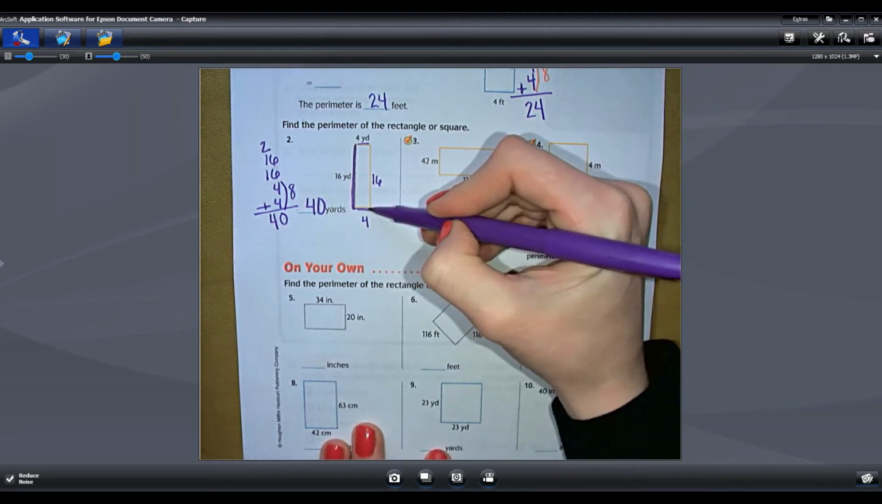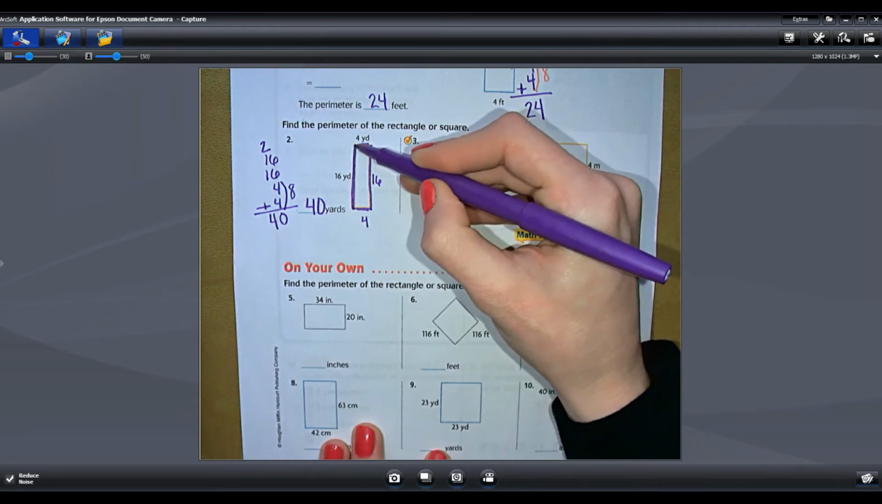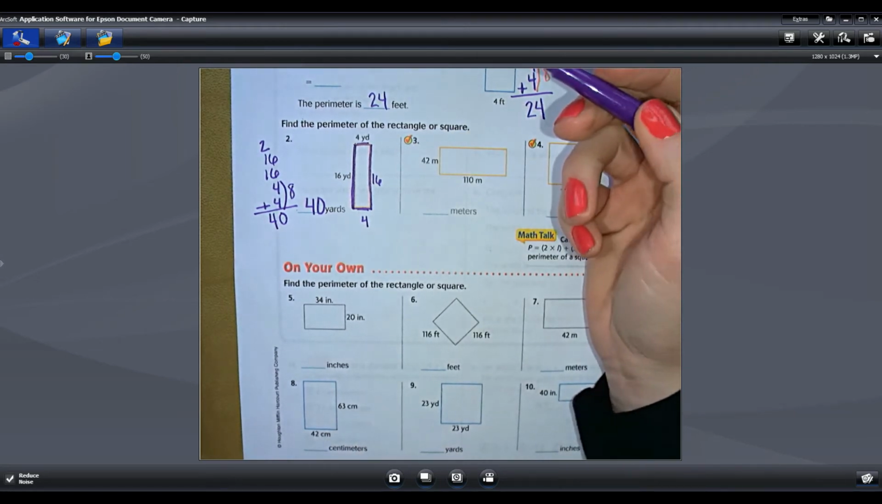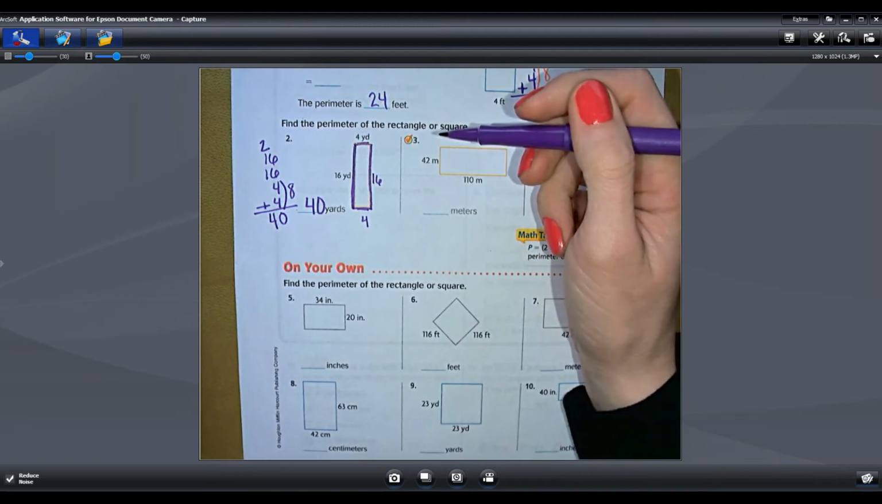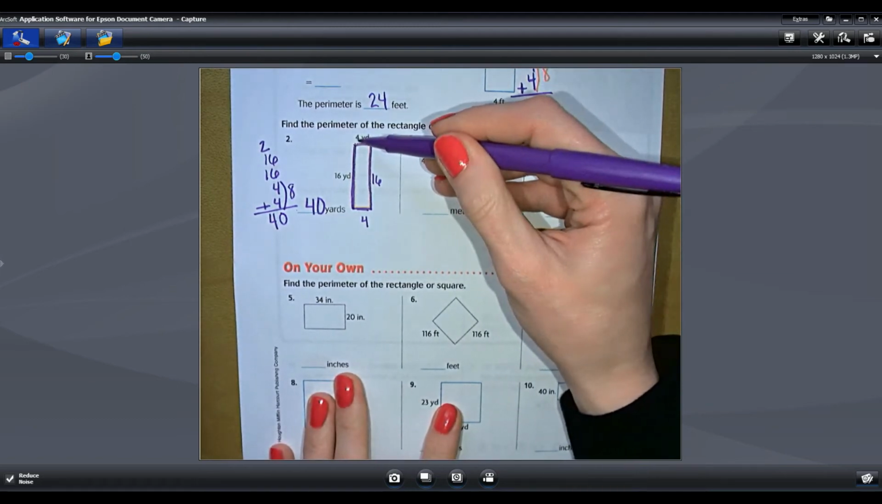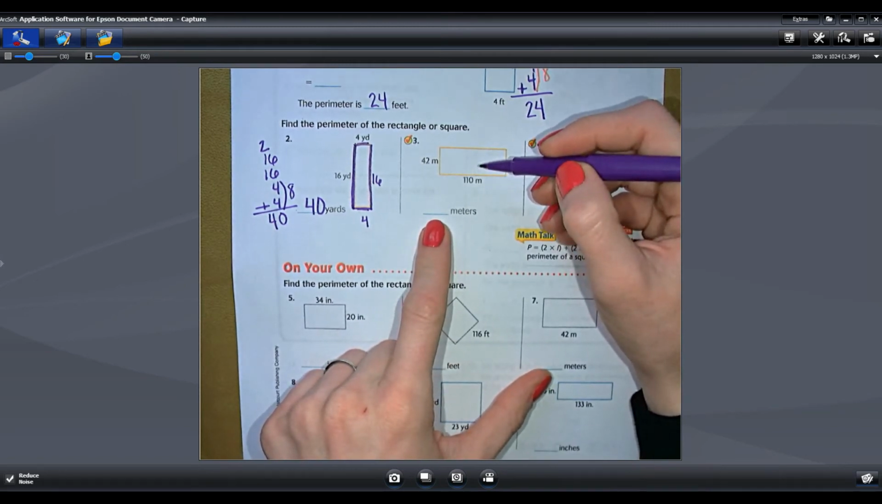16. 4 more is 20. 16 more is 36. 4 more is 40, going all the way around that shape. If you were naughty and had to walk around the perimeter of your yard until you calm down, you're walking around for 40 yards. Okay, this one has a little bigger numbers, but that's okay. We can add up bigger numbers.